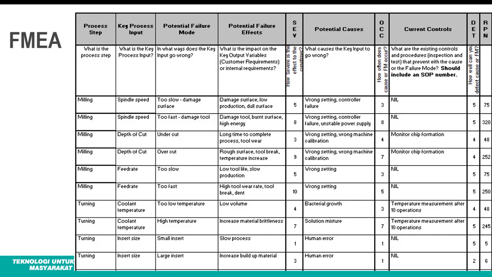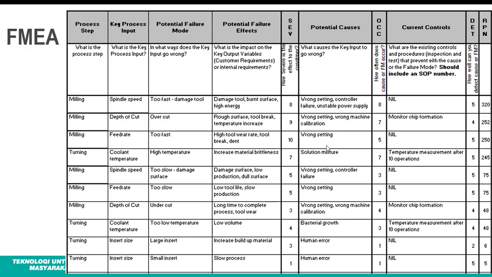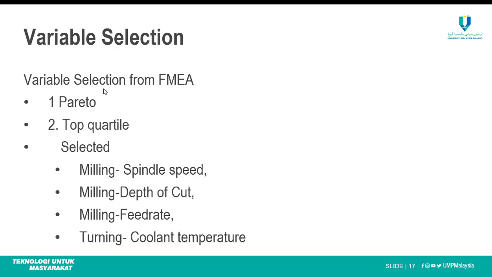Okay, in the last video, we already learned how to fill in the FMEA table, and finally from the FMEA, we have shortlisted a few parameters or key process inputs that we need to further consider. In this example, we can use either the Pareto concept or top quartile in order to select the variables to be further investigated in the analyze phase.